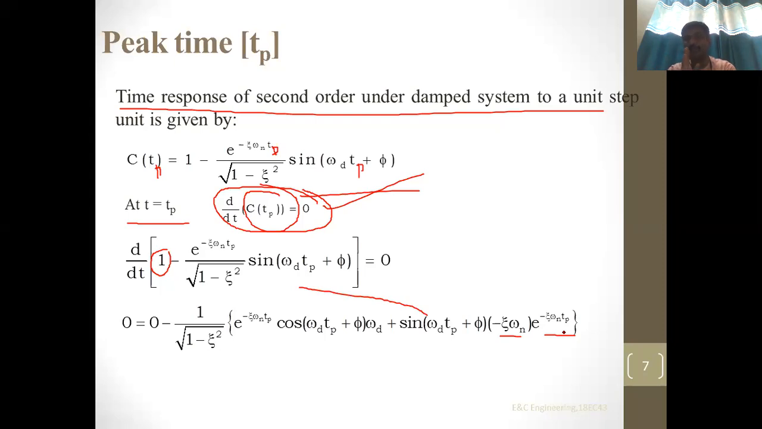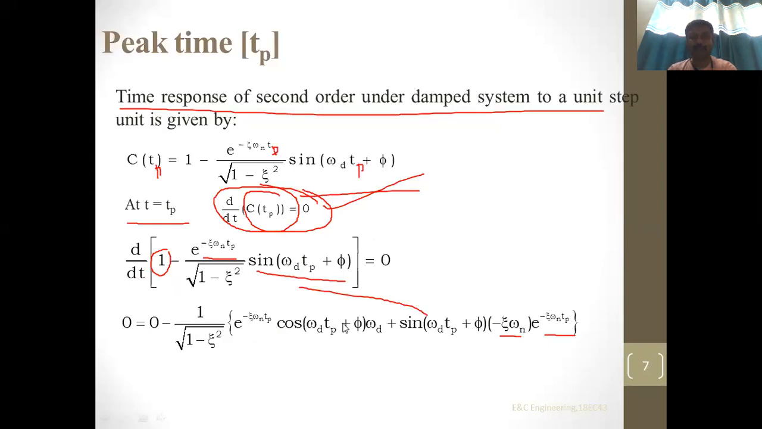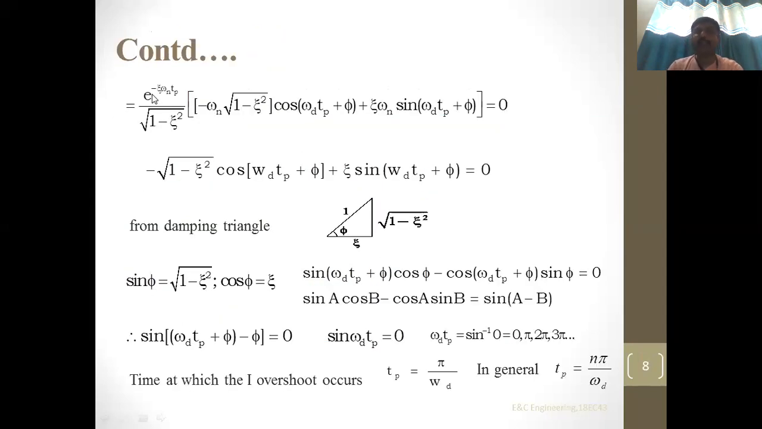First term into derivative of the second term plus second term into derivative of first term. Now in our case, first term is e power minus ξ omega n tp, second term is sine of omega d tp. Is it okay? After doing this, I may take e power minus ξ omega n tp common. If I do that, e power minus ξ omega n tp divided by root of 1 minus ξ square. Is it okay?